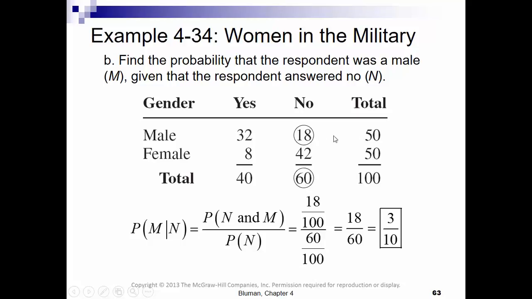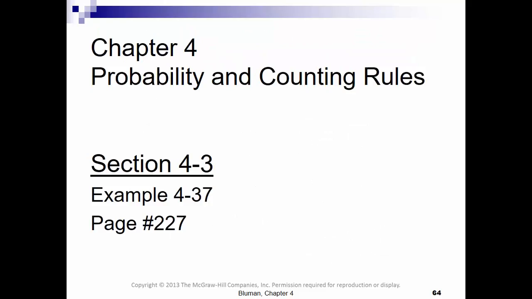Find the probability the respondent was a male, given that the respondent answered no. That one's a little harder to see, I think, even from the table. But you see hopefully where it came from. 18 answered no and were male. 18 out of the total 100. 60 answered no, so 18 over 60, or 3/10, is the probability that the respondent was a male, given that the respondent answered no.